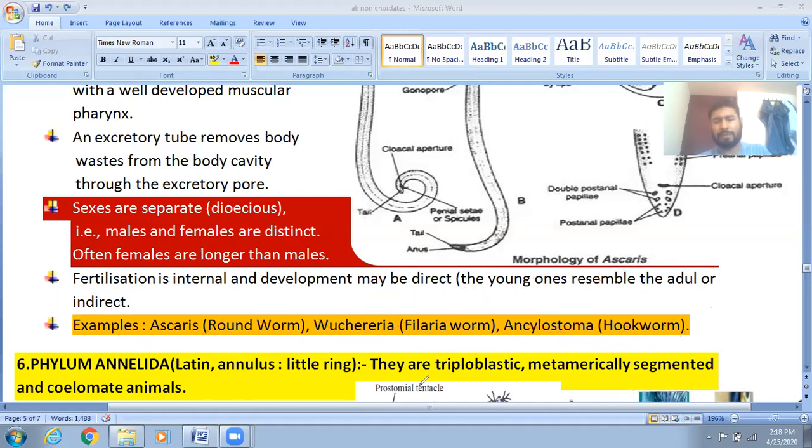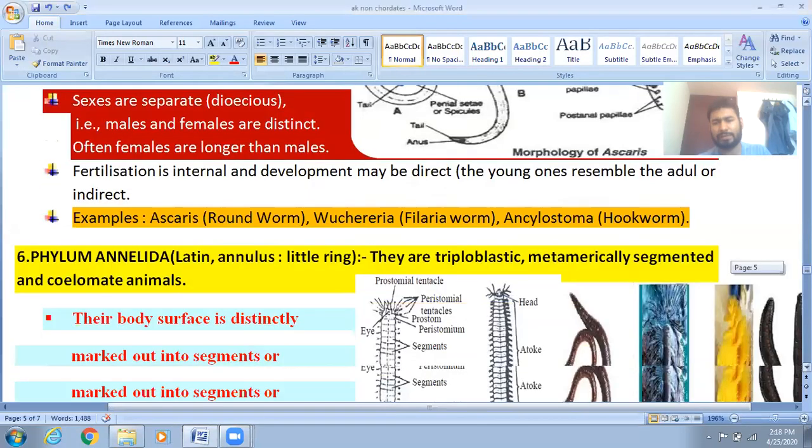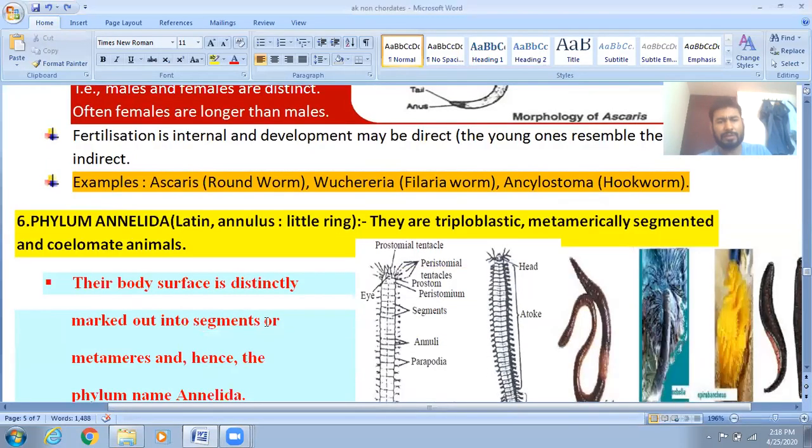So the next phylum they have given is Annelida. Annulus is a Latin word which means little ring. So one very important and characteristic property of the Annelida.